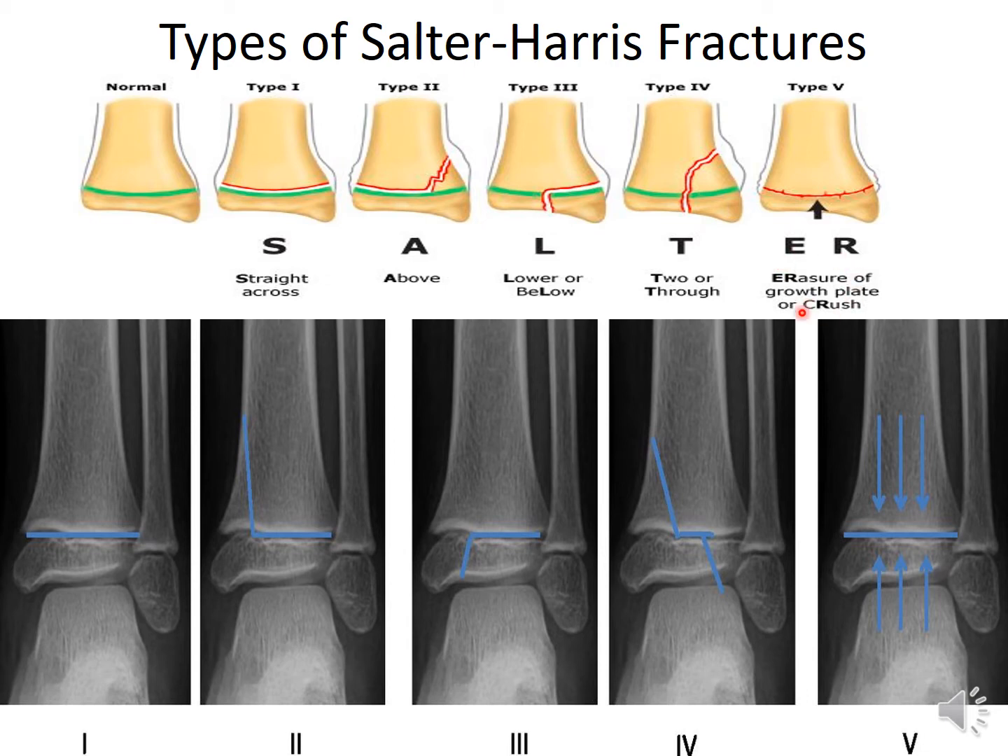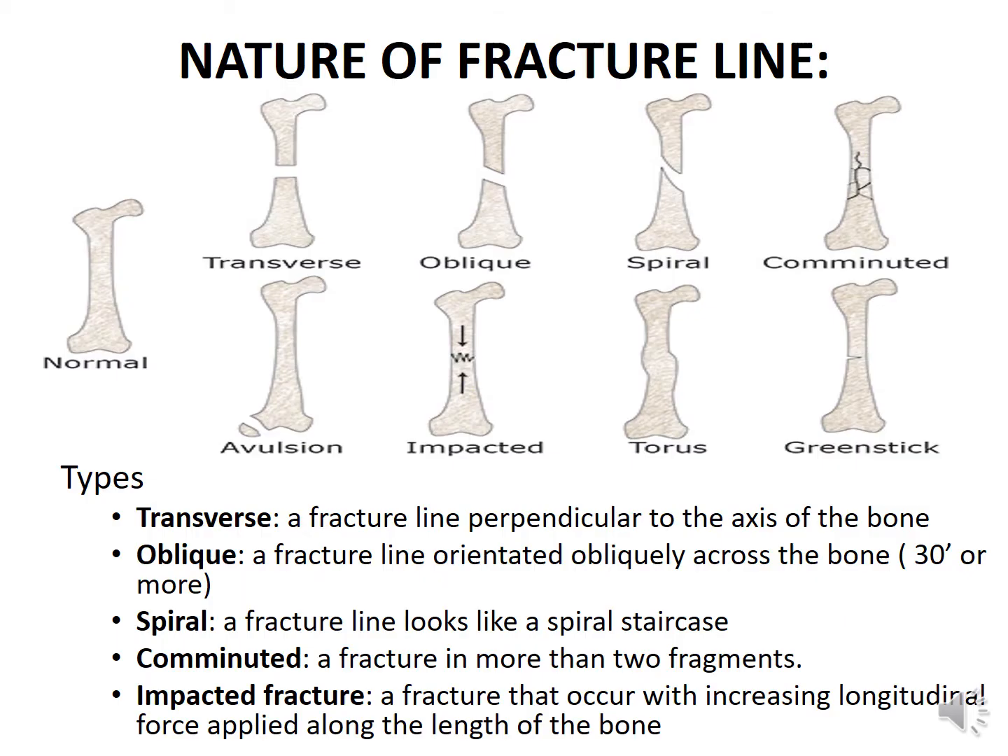Third, L is for below or lower. So it's below the epiphyseal region. In this, we can see that the fracture passes through the growth plate and extends downward towards the epiphysis. Then fourth is the through and through. TW is for through and through.